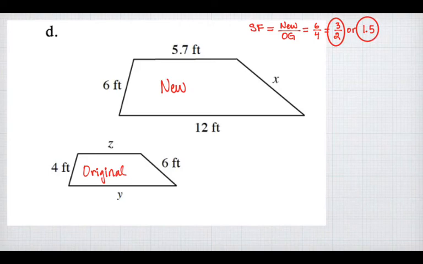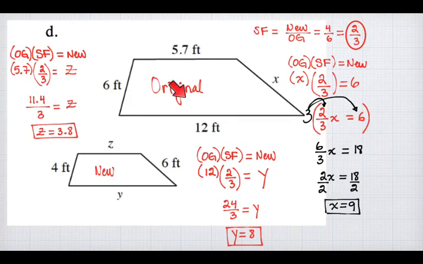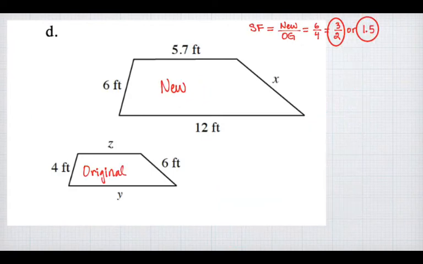By the way, both 3 over 2 and 1.5 are the same number, right? This is higher than 1. Do you agree? And it makes sense that our scale factor is higher than 1 because our shape went from becoming small to becoming big. So our scale factor should be bigger than 1. On the last one, our shape went from being big to getting smaller, so the scale factor had to be less than 1. Does that make sense? Okay, here we go.